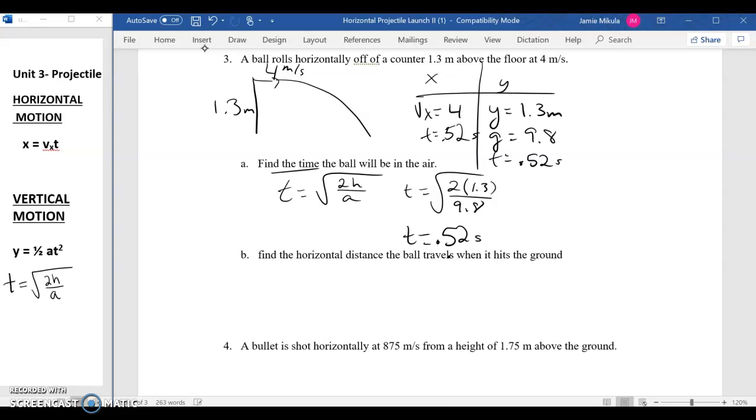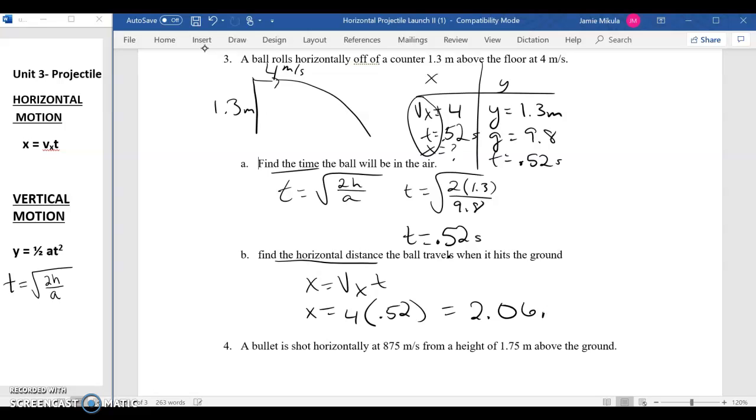And then it wants to know, find the horizontal distance. Well, that's going to be the x. Looking at those three variables, I can choose x equals vx times t. x equals vx is 4, t is 0.52, times 4 is 2.06 meters.